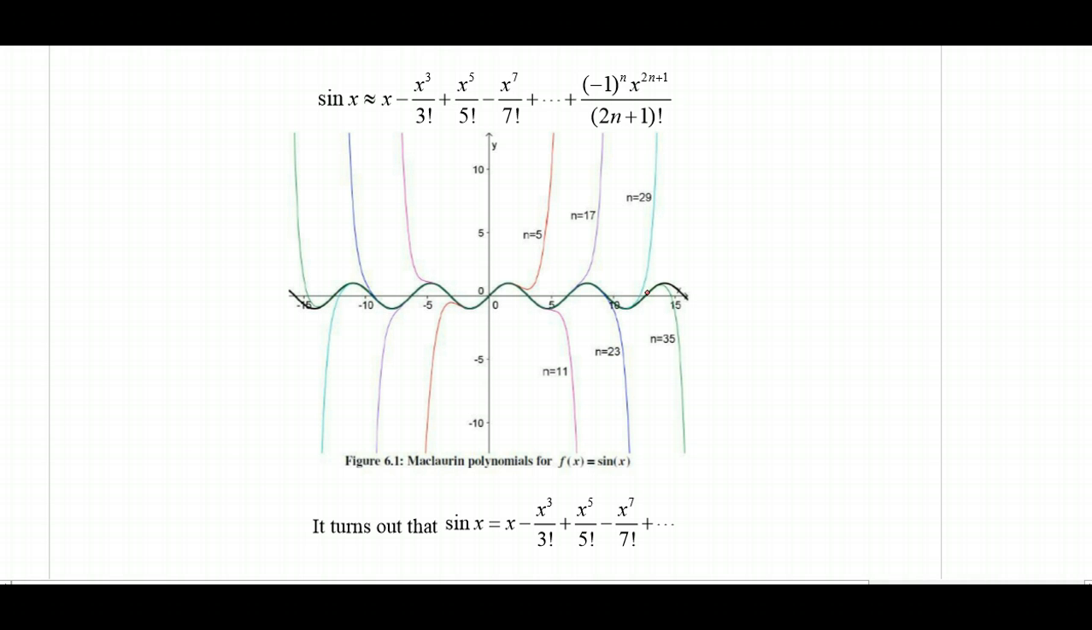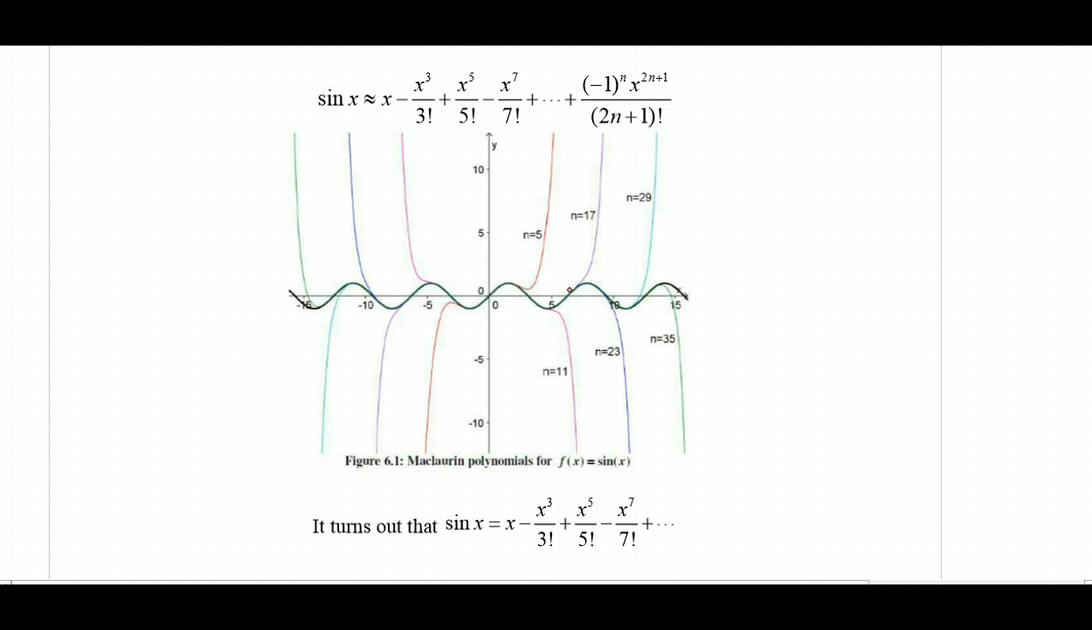Well, this image depicts the sine function and different order Taylor polynomials. So n equals 5 means that this red graph is the graph of the 5th order Taylor polynomial. And then n equals 17, n equals 29. And then let's take a look at this 35th order Taylor polynomial for sine x.